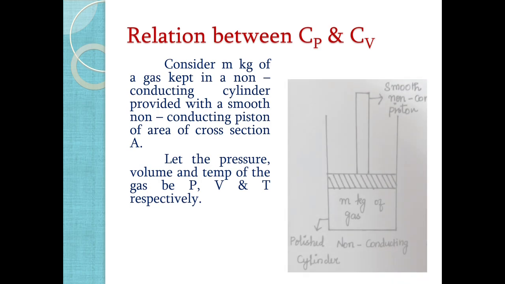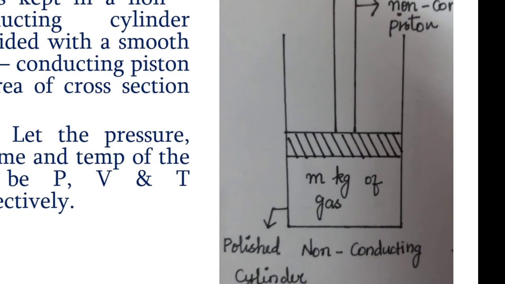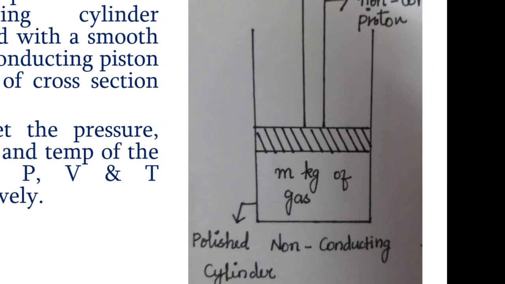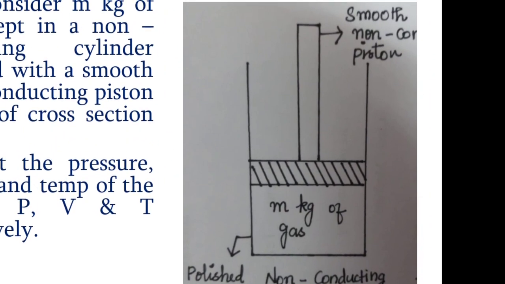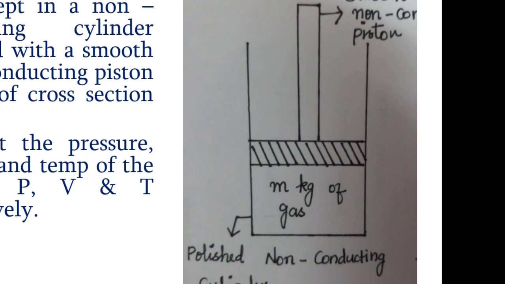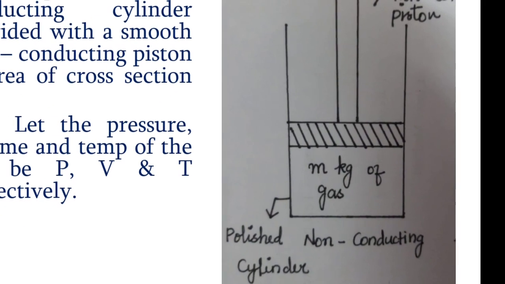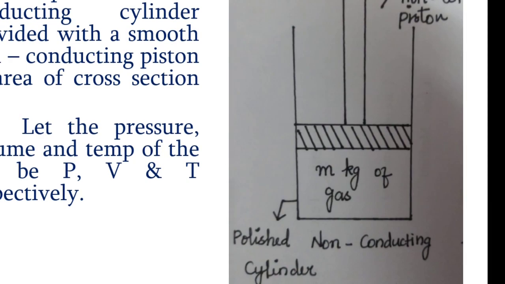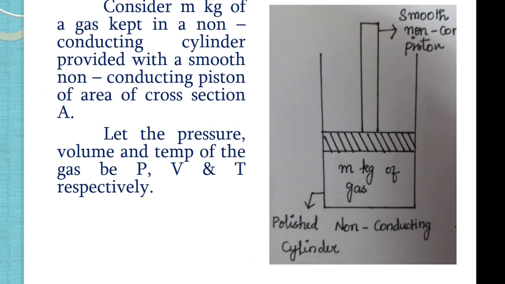For this, let us take a polished non-conducting cylinder as shown in this figure, and this cylinder is provided with a smooth non-conducting piston which can be lifted up and down. Now, let us fill this cylinder with m kg of gas, and the area of cross section of this cylinder is A. The initial conditions of the gas, like pressure, volume and temperature, are noted as P, V and T respectively. Now let us provide some heat energy to this gas.